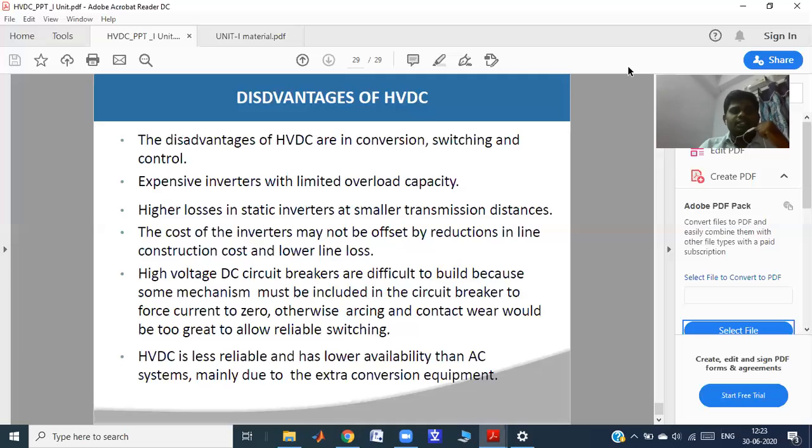Next, HVDC is less reliable and has lower availability than AC system. The converter cost is very high, and that's why HVDC is less reliable and its availability is also less than AC. If you observe any network, in most cases only the AC network is available, mainly due to the extra conversion equipment. The cost of conversion equipment is high. These are the advantages and disadvantages of HVDC transmission system.